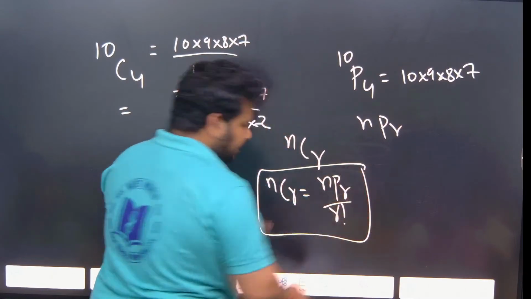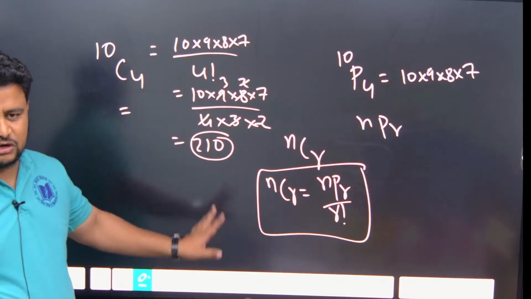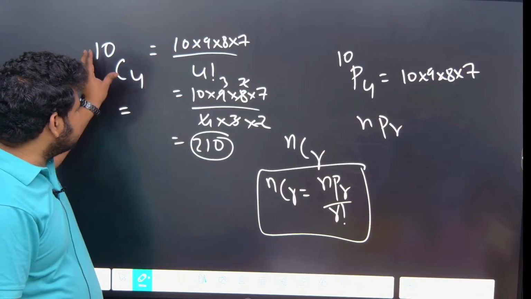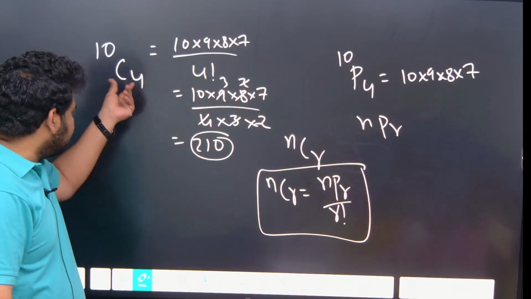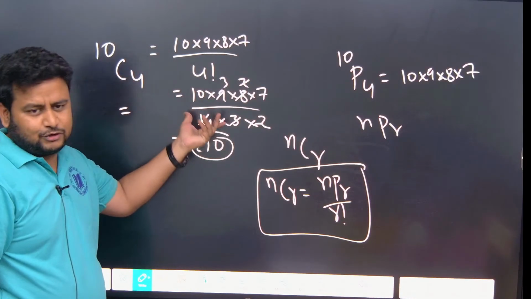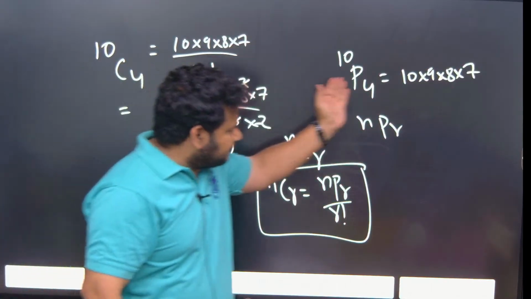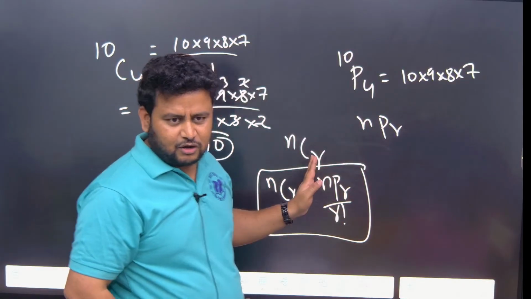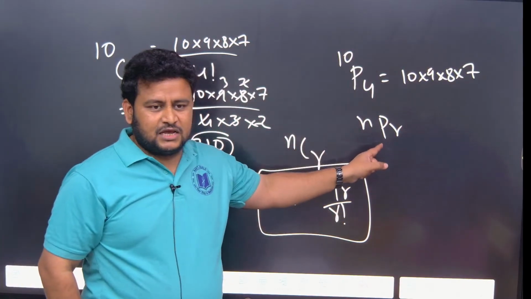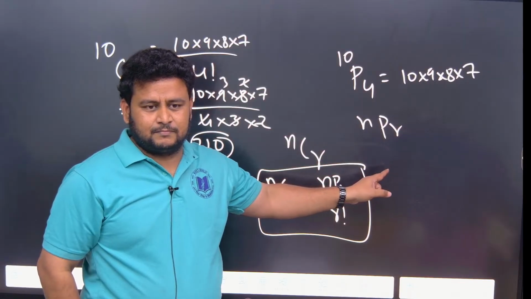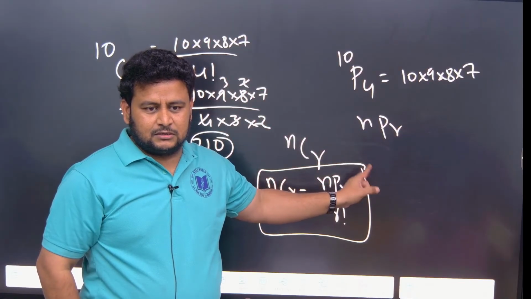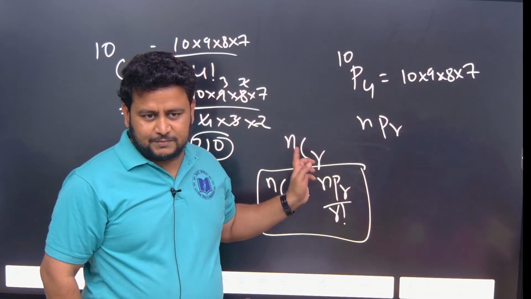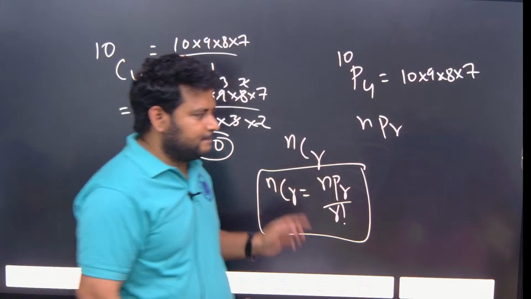This one you make a note, very important formula. Don't have to by heart the concept. So if NCR is given, how to find out? Multiply by the number of terms that are there, divide by that term's factorial. But if P is given, multiply by the number of terms, don't divide by anything. Don't have to apply the formula n factorial by (n minus r) factorial. Without formula, you should be able to do. Clear?